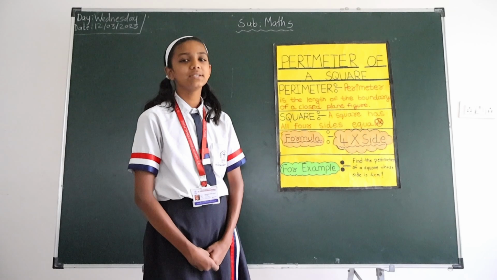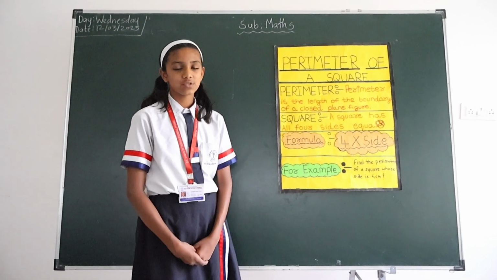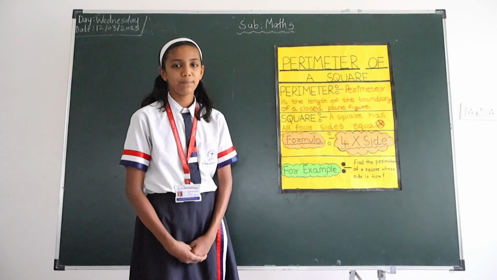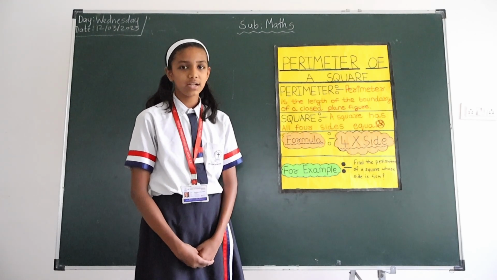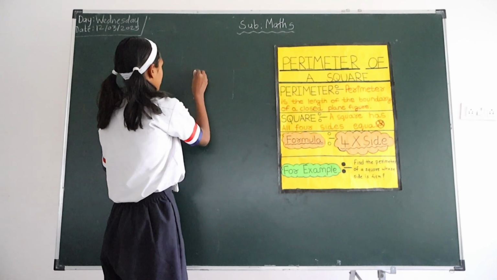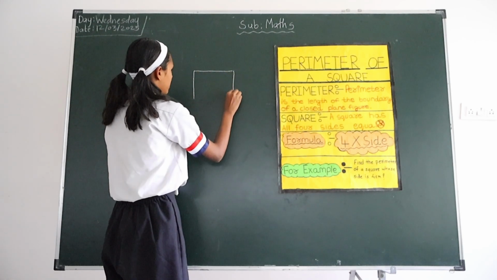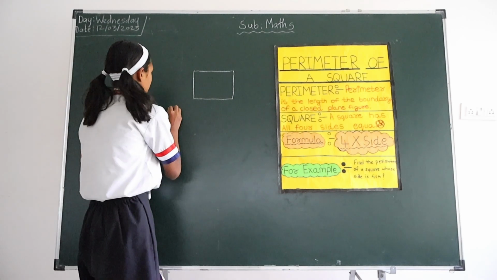Hello friend, my name is Aradhya Pawar. My topic is perimeter of square. A square has all 4 sides equal. To find the perimeter of a square, we will use the formula 4 into side. Now let's solve an example. The square has all 4 sides equal.